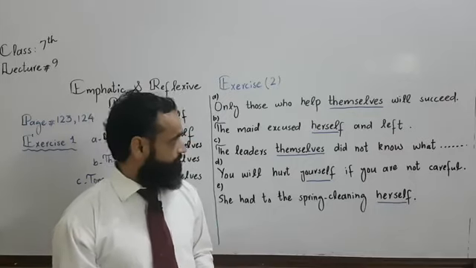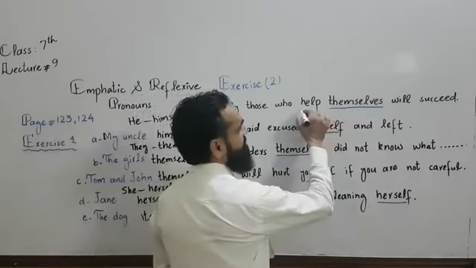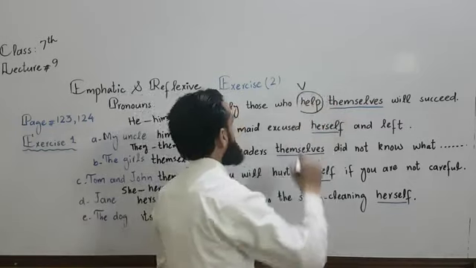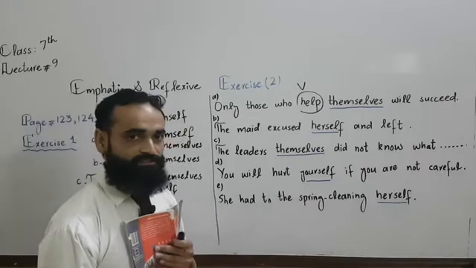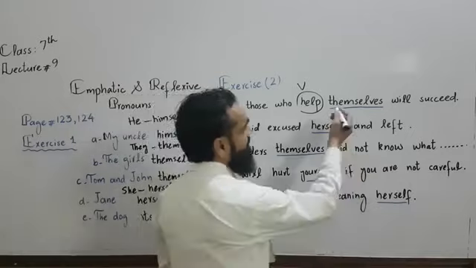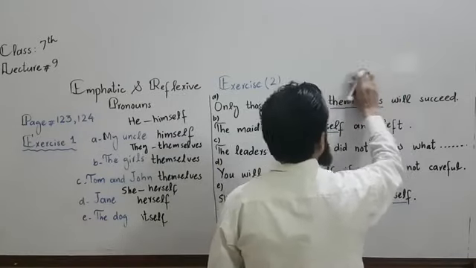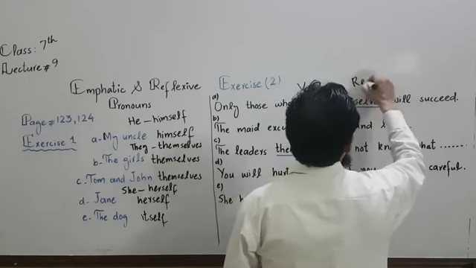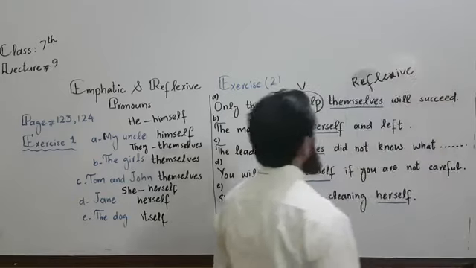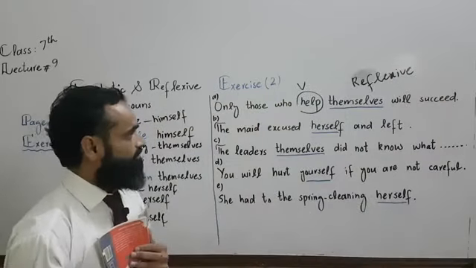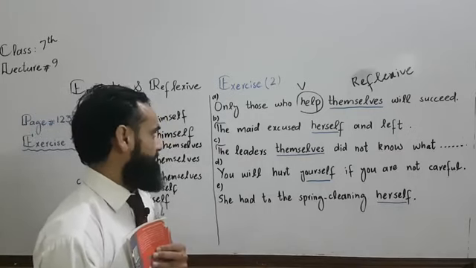Now I am going to tell you, if in a sentence there is a verb before the self pronoun, as you may see in sentence A, help is a verb, then this pronoun will become a reflexive pronoun. So you will write reflexive or capital R in front of option A.